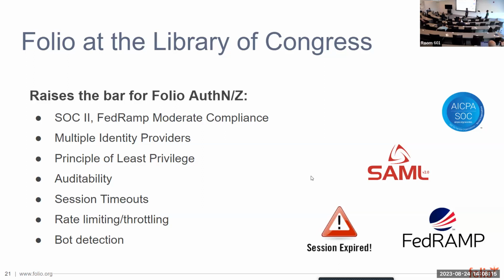There have been other things that we have to start considering also. Folio currently is kind of wide open. It's actually, don't tell anybody, kind of vulnerable because there's no rate limiting, there's no throttling in what we have currently. And bot detection is another aspect of this.